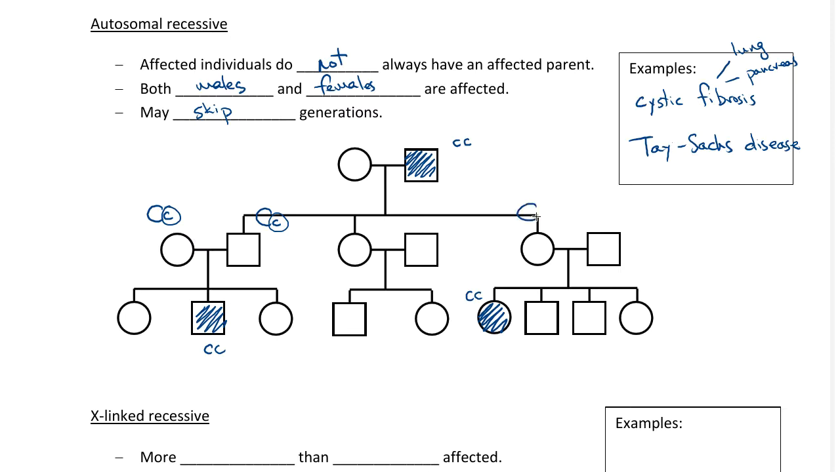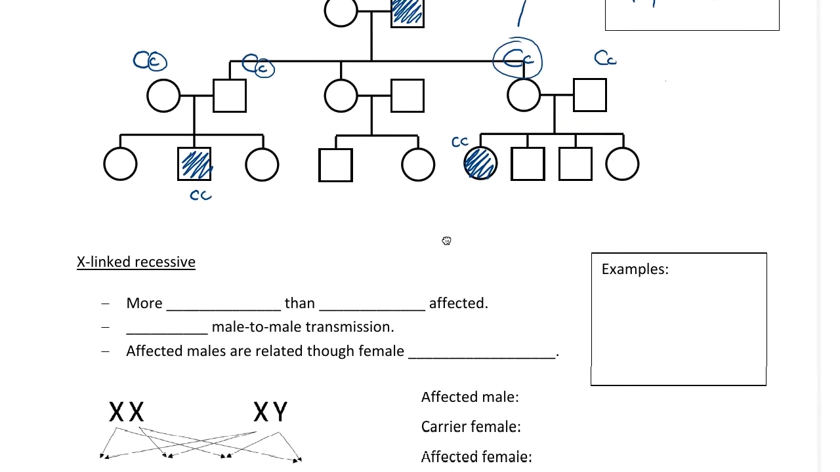Similarly, over here, these parents must be heterozygotes. And we call individuals like this, who carry the recessive allele but are heterozygotes and are not affected, carriers. And so you can see here that we've got two carriers who then have an affected child. So that's an autosomal recessive pattern of inheritance.